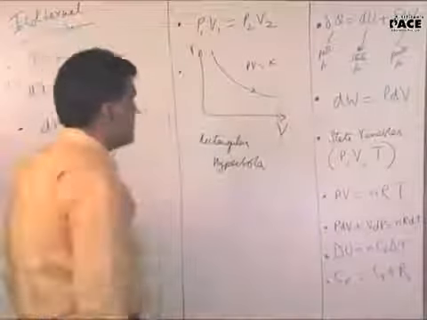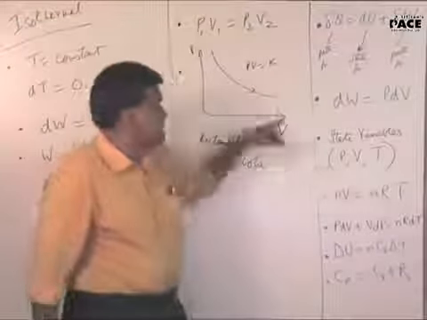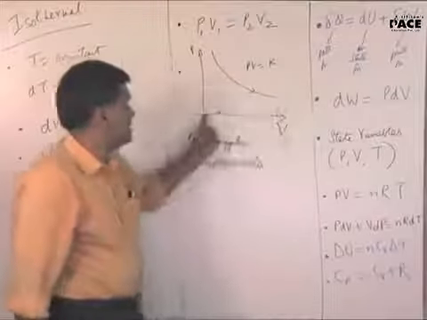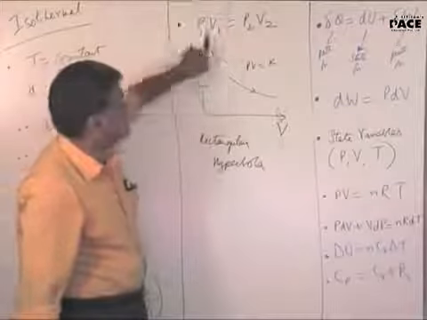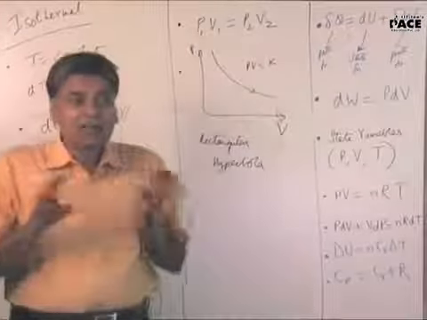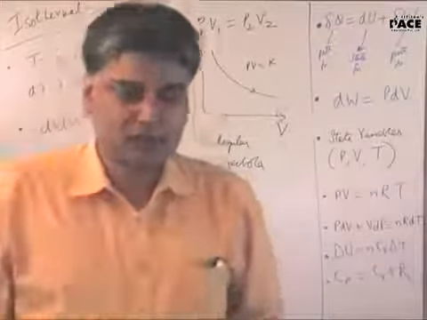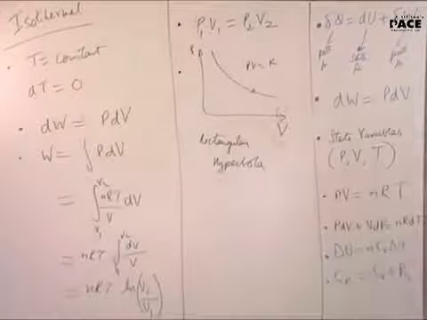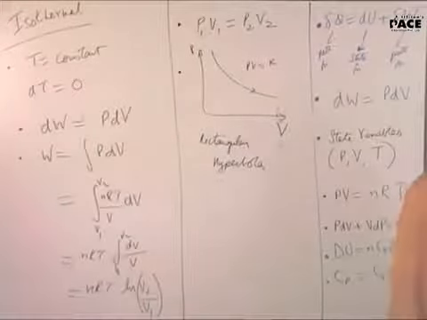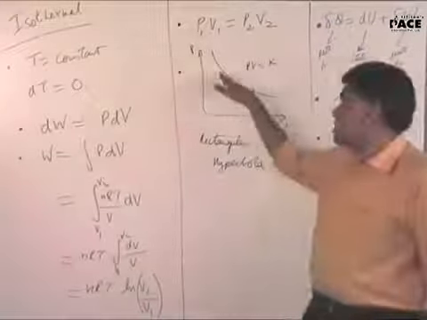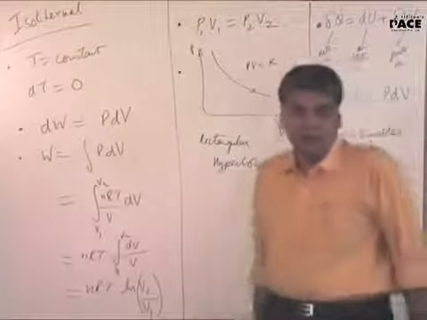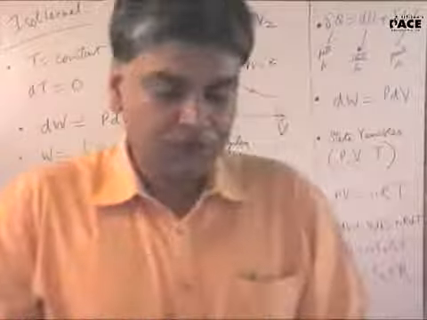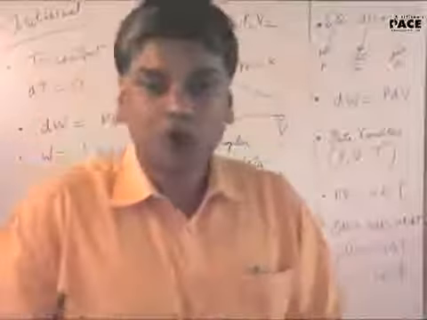And you can appreciate this much, that as volume increases, pressure goes on decreasing. It will touch the volume axis only at infinity. And as volume decreases, pressure goes on increasing. So this graph is asymptotic to pressure and volume axis. Well, that's it. We have dealt with the isothermal process as well. This graph is called an isotherm. The graph for constant pressure is called isobar, and the graph for constant volume is called isochore.